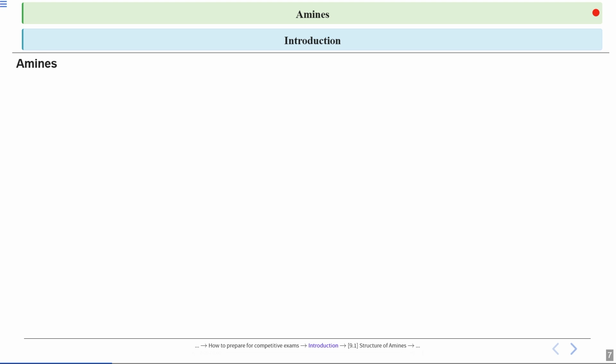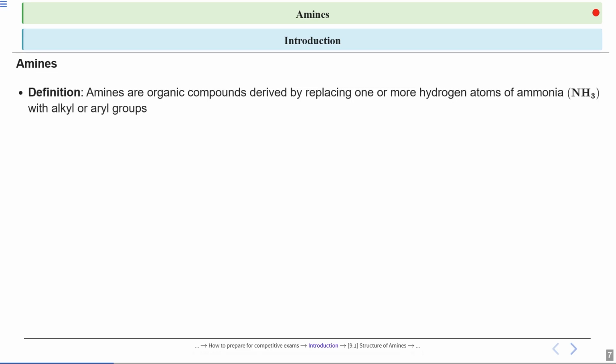So first of all, what are amines and how do we classify amines? Students, amines are an important class of organic compounds. First of all, let us see how we define amines. Amines are organic compounds which are formed when we replace one or more hydrogen atoms in ammonia. So this is ammonia, NH3. When you replace one or more hydrogen atoms in ammonia with alkyl or aryl groups, then the structure which we get is amines.